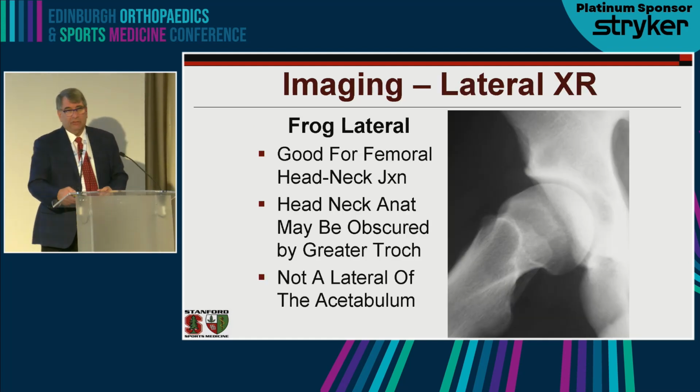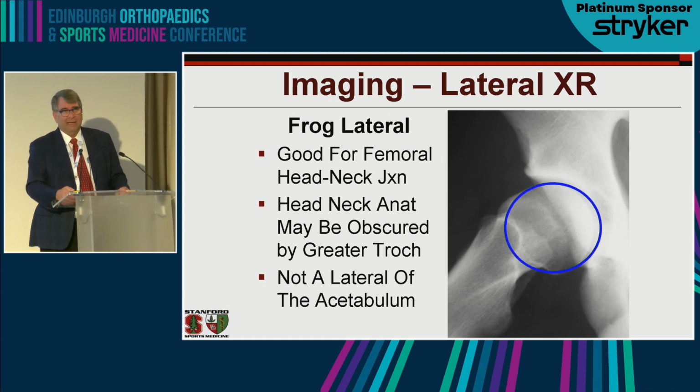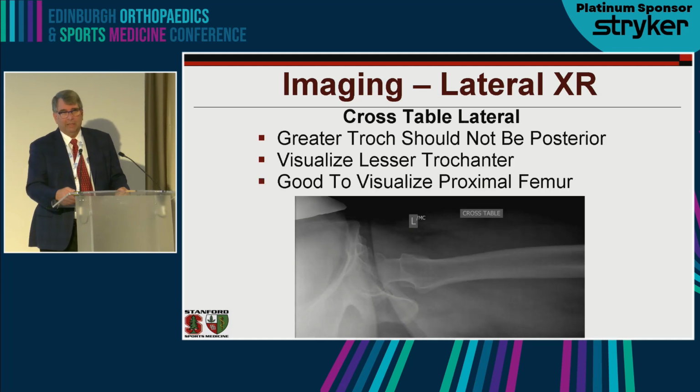So the frog lateral, as I said, is good for looking at the head-neck junction, but it is not a lateral of the acetabulum. So here you can see you draw a sphere around the femoral head, and you can see the pointer, all this is extra bone coming out around. So this is the anatomy that would put somebody at risk for CAM type of impingement.